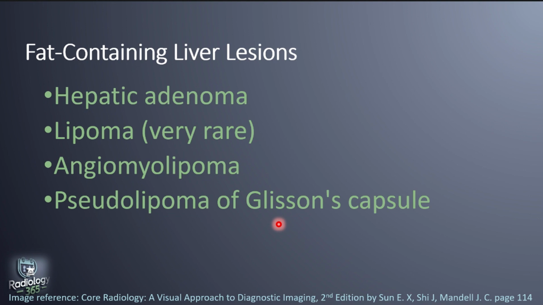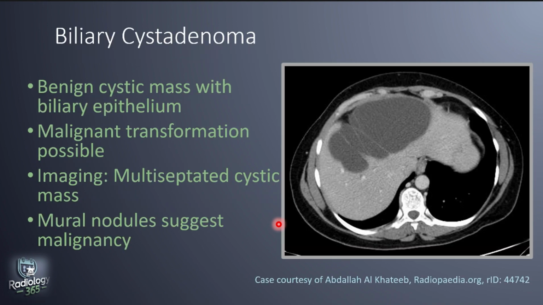Biliary cystadenoma is a benign cystic mass lined with biliary type epithelium. Although benign, most are surgically resected since malignant transformation to cystadenocarcinoma may occur. These typically appear as a multiseptated cystic mass on all imaging modalities. Cystadenoma and cystadenocarcinoma are not easily differentiated on imaging. Mural nodules should be regarded with suspicion for malignant transformation to cystadenocarcinoma.